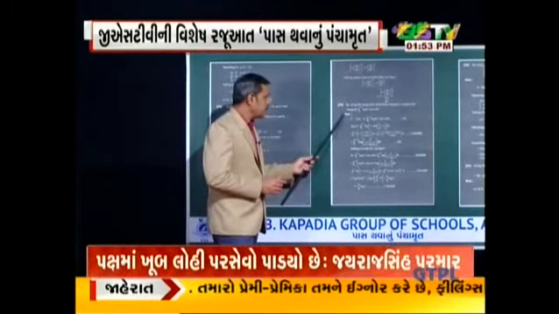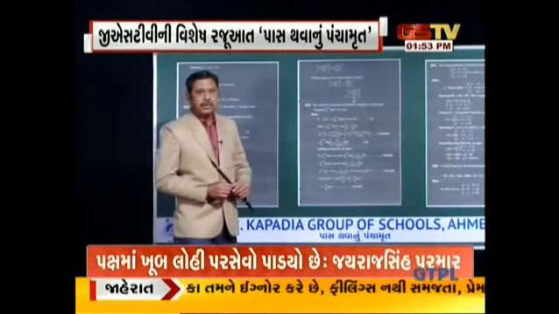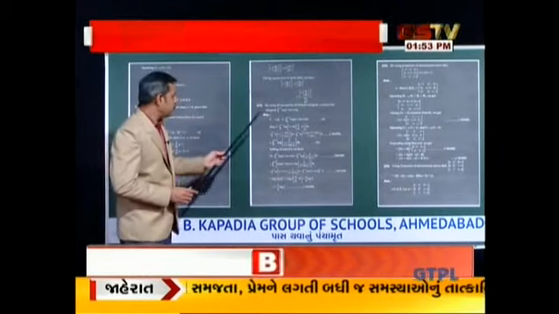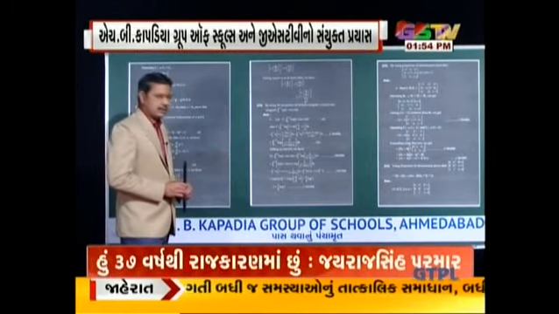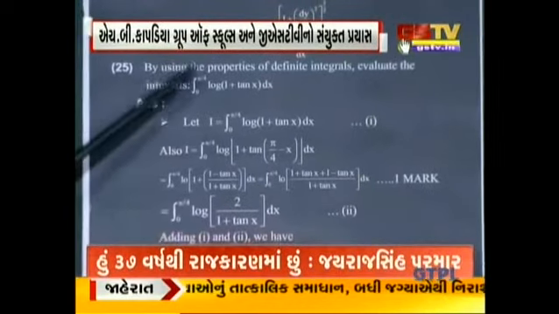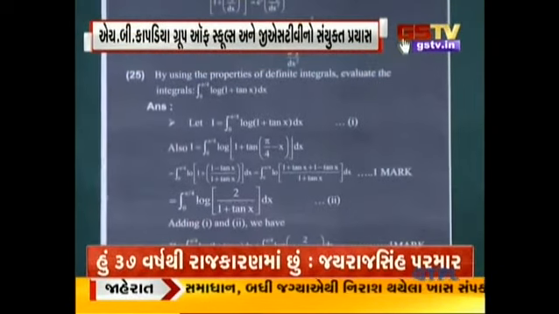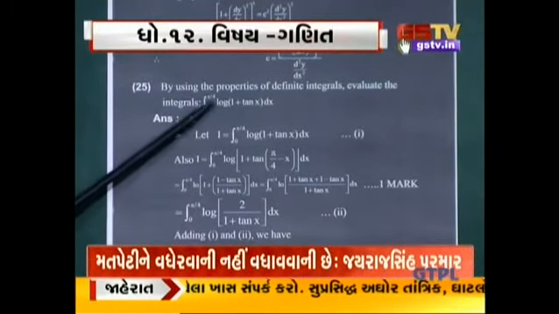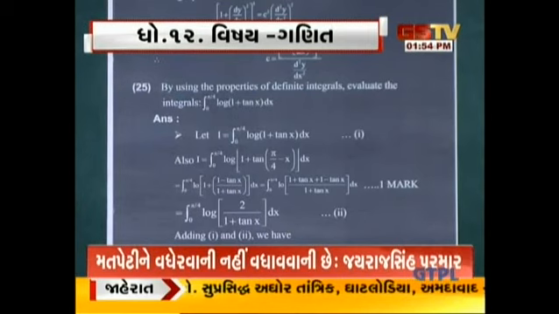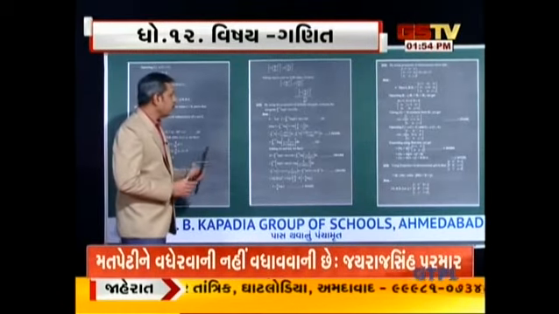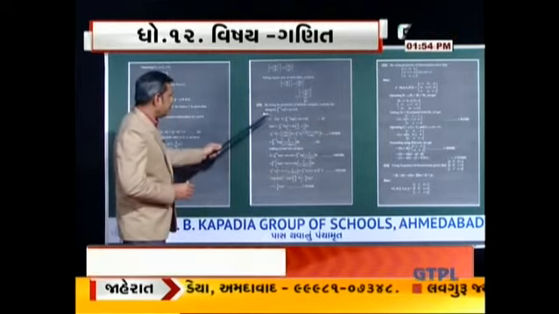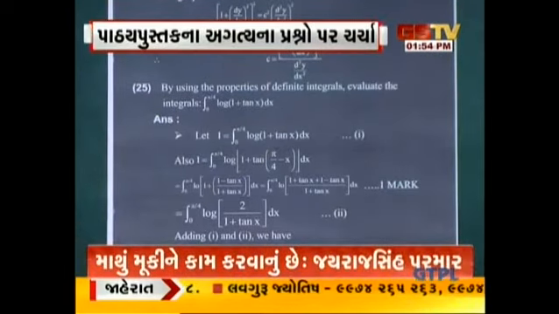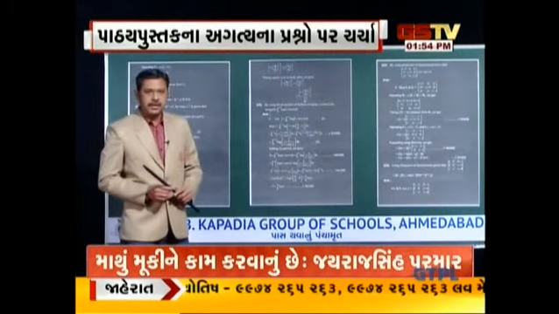Next question, student, it is also an important question for 4 marks from chapter number 7, integrals, and it is a definite integration question. See, by using the properties of definite integral, evaluate the integration 0 to pi by 4 log of 1 plus tan x. Student, it's a very important question for 4 marks. Let I be 0 to pi by 4 log of 1 plus tan x dx. First we have to solve this question.